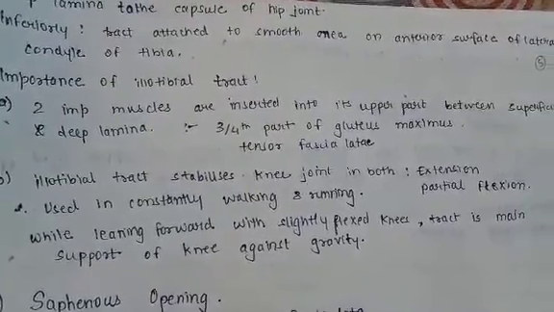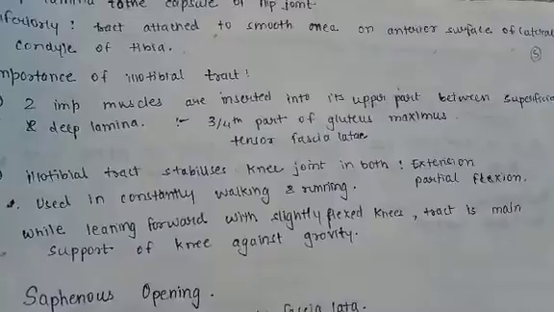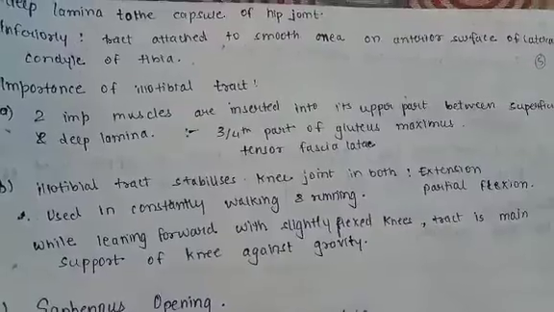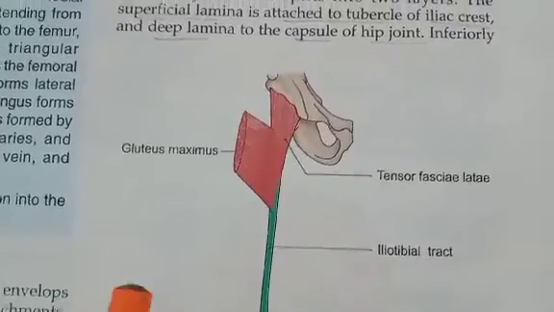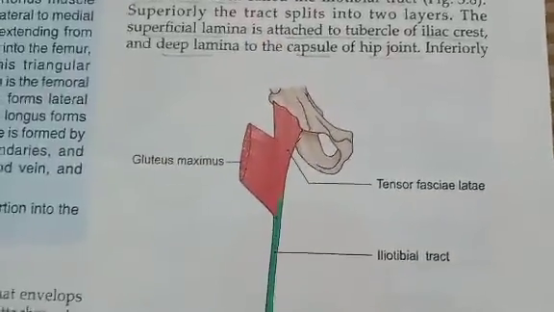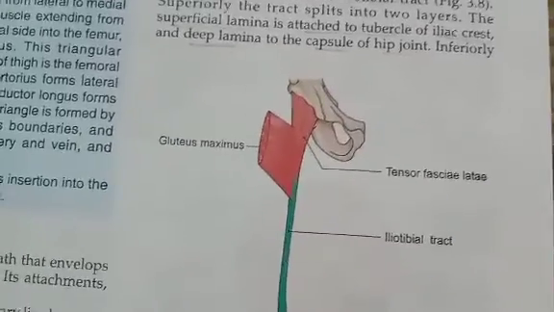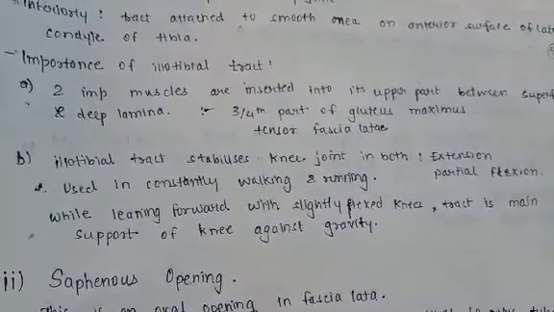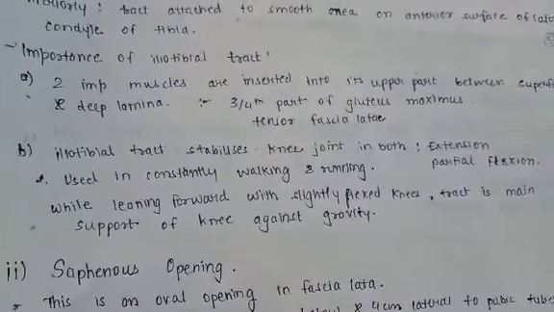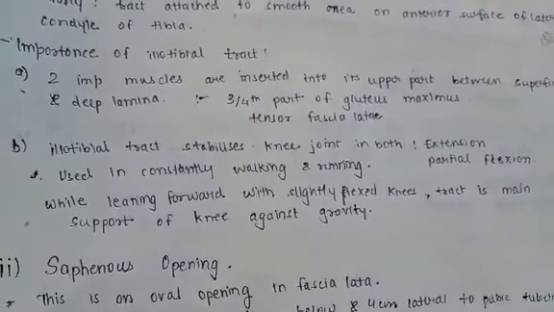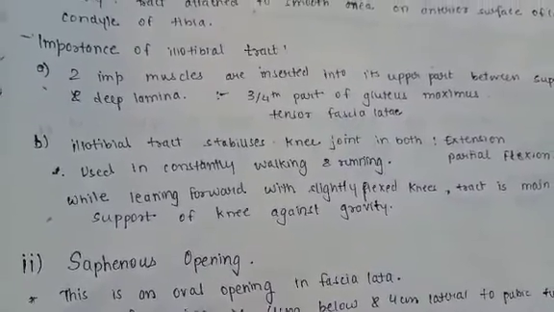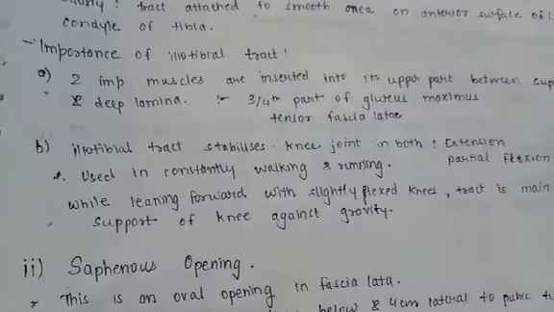There are two important muscles which are inserted into the upper part of the superficial and the deep lamina, and that is three-fourths of the gluteus maximus and the tensor fascia lata. Here, as it is shown, this is gluteus maximus, and this is the tensor fascia lata, which is attached on the upper part of the iliotibial tract. The second importance is that the iliotibial tract provides stability to the knee while running, walking, and standing erect. It helps in the extension and the partial flexion of the knee. It supports the knee against gravity, and that is the main important point of the iliotibial tract.